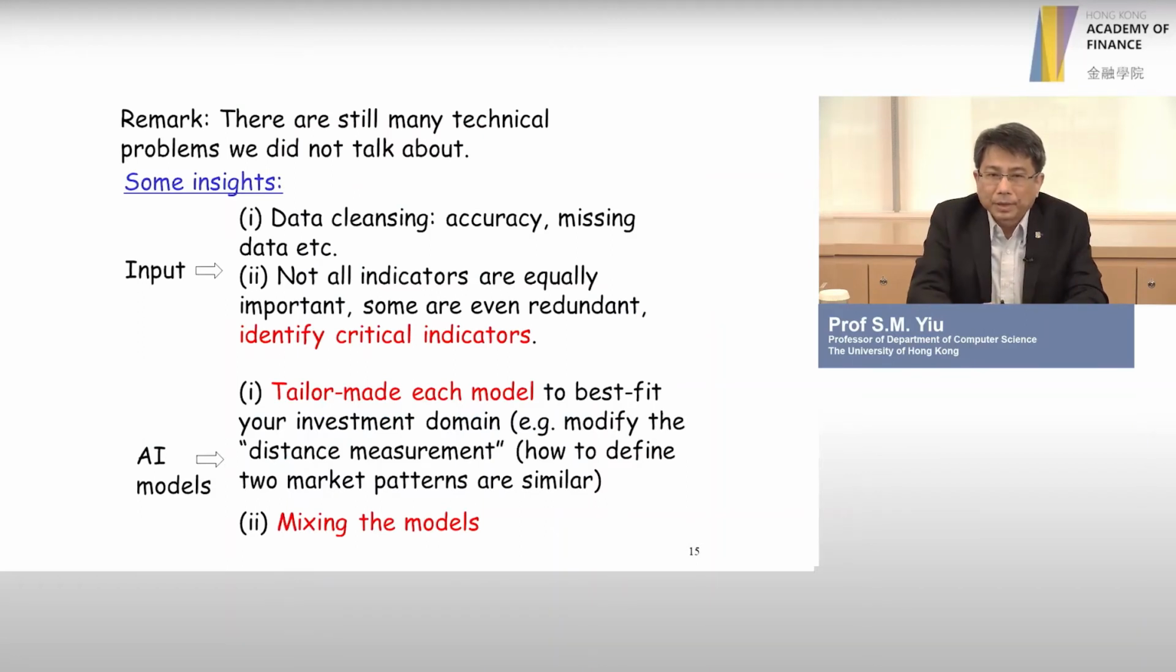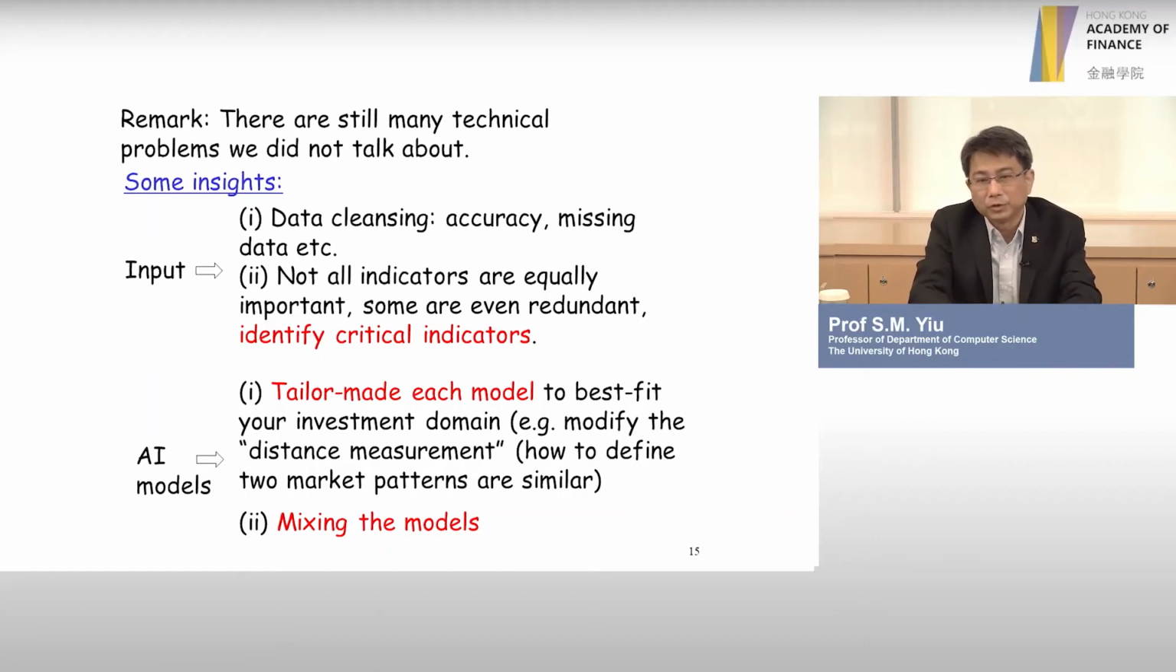Now, there are still many technical problems that I don't have time to talk about, but I want to give you some insights, okay? For example, if we are talking about input, if you are in the IT area, it's common for data analysis that we need to do a step called data cleansing. Now, this step is really, really tedious. For example, you may have missing data, and the data may not be very accurate. Then how do we deal with the missing data and inaccurate data? And you all know that if we just plug garbage in, then no matter how good your AI model is, you are going to get garbage out, all right? And of course, the second point, I mentioned it already: not all the indicators are equally important. Some are even redundant.